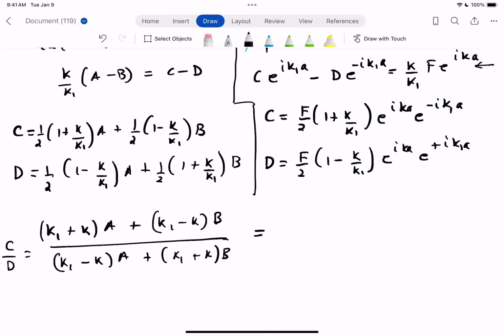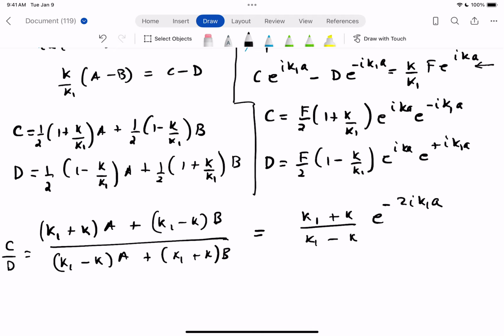And on the right hand side, if I divide the C and the D, the F's cancel out, the e to the power of iKa cancel out, and I can straighten out the fractions and write K1 plus K divided by K1 minus K. The two exponential factors involving K1 will be e to the power of minus 2iK1a. So that is an equation that connects A and B. And so from this equation, we could, in principle, solve for B divided by A. That's what we are going to do.